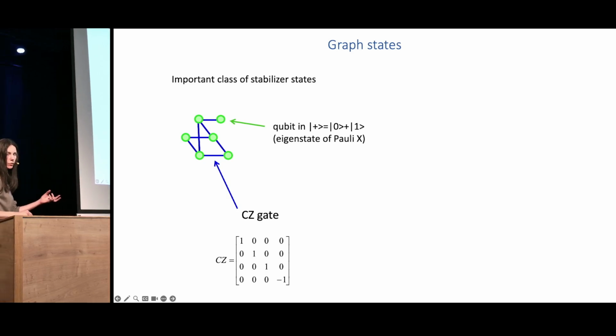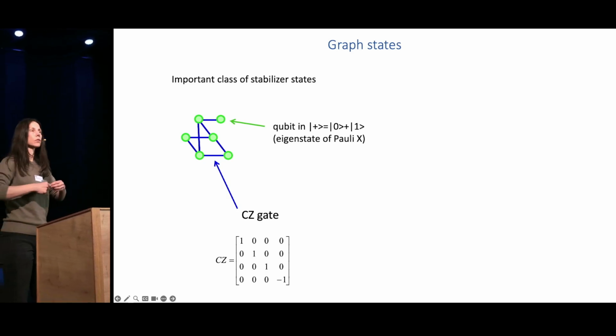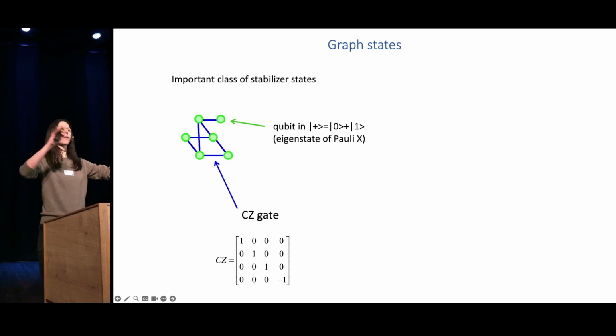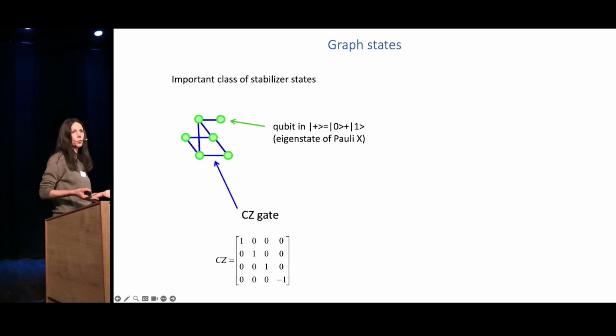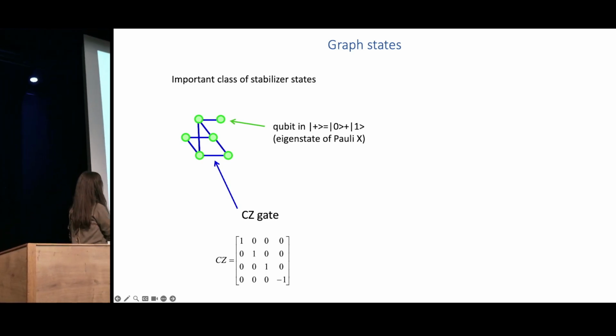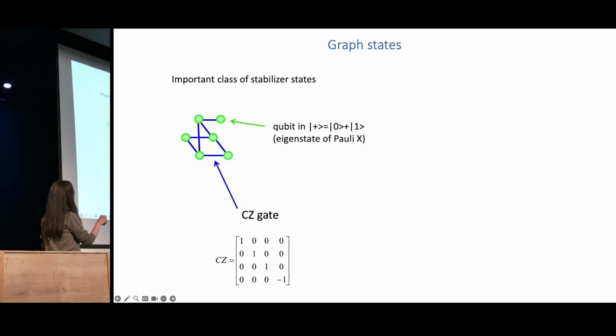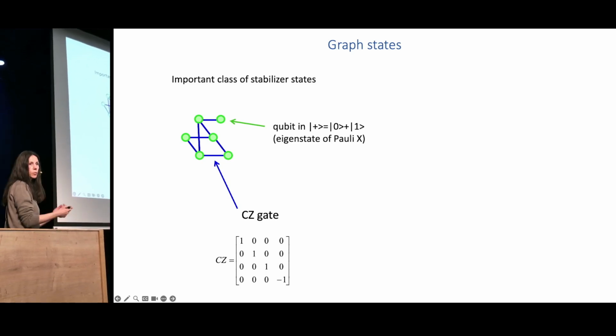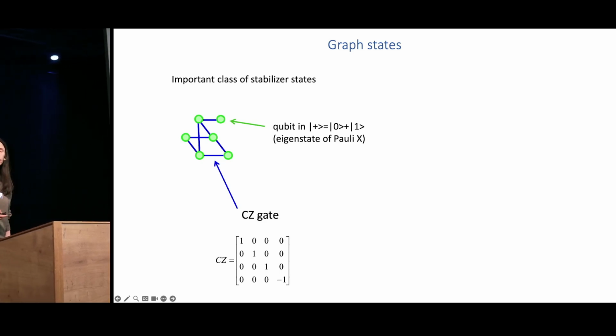And this is a constructive definition of the graph state, right? So now, with this rule, for any graph you see, you can write down the corresponding graph state. And obviously, when CZ acts on two pluses, it creates entanglement. So this is going to be a highly entangled state in general.